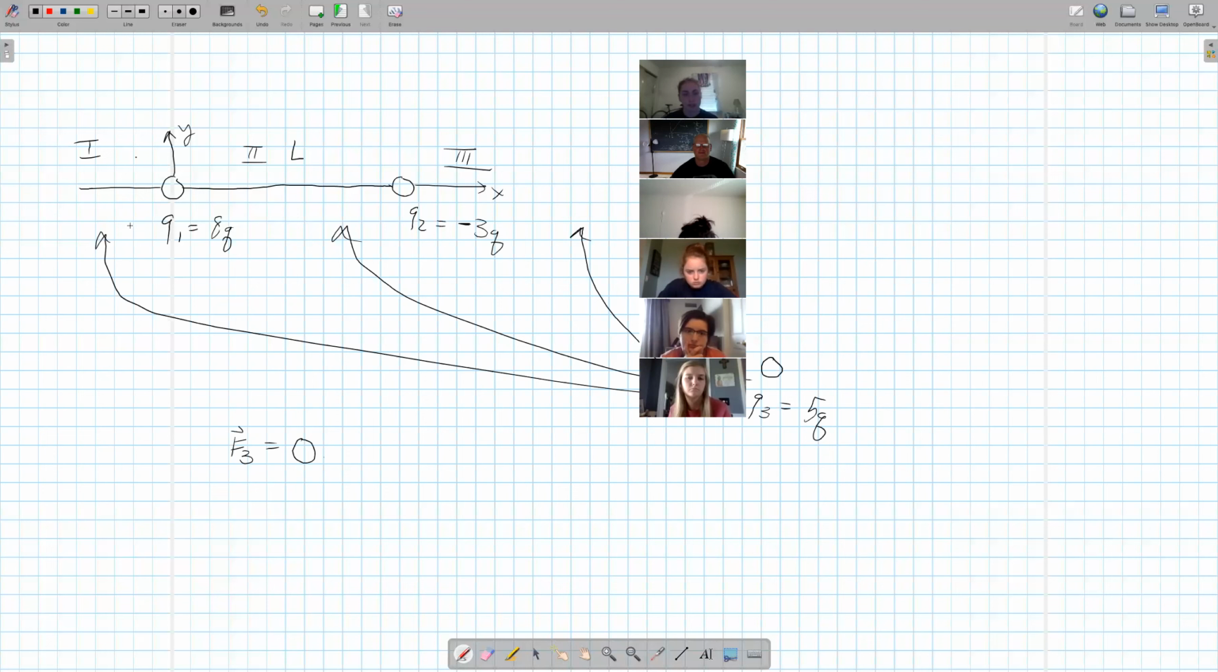I don't think so, because Q1 and Q3 are both positive, so it would create a repulsive force, wouldn't it? Good. That's right. So let's keep going with that. So here, you're exactly right. So we have Q1 and Q3 are both positive, so that's going to experience a force in this direction, right? Repulsive force. So this is going to be F31.